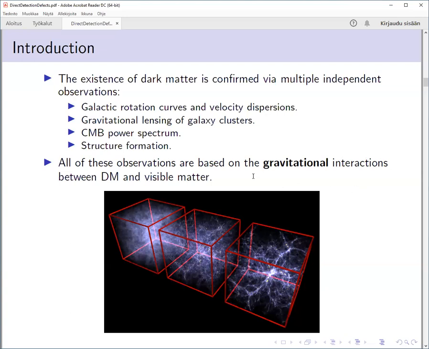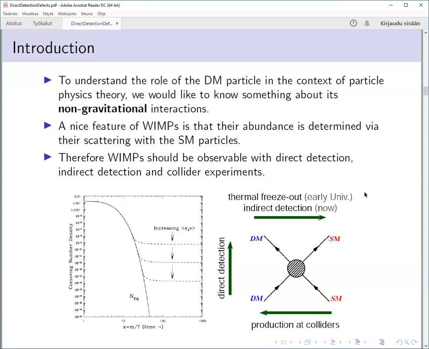But all of these are based on the gravitational interactions between dark matter particles themselves and between the dark matter and visible matter. So we don't have much information about the non-gravitational interactions of the dark matter. And of course, as particle physicists, we would be very interested in understanding if dark matter, first of all, is a particle, then what kind of a particle it is, how does it interact, how do you put the dark matter particle in the standard model, what kind of a thing it is.